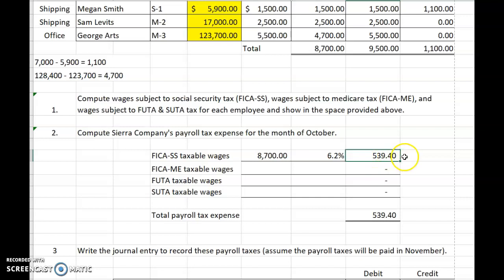Notice I have two decimals here. We are writing in currency, United States currency. Always use two decimals when writing in currency.